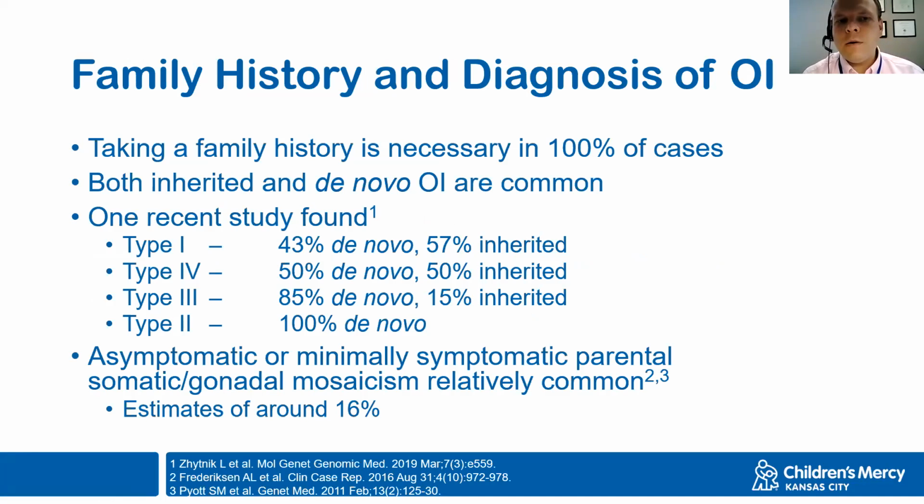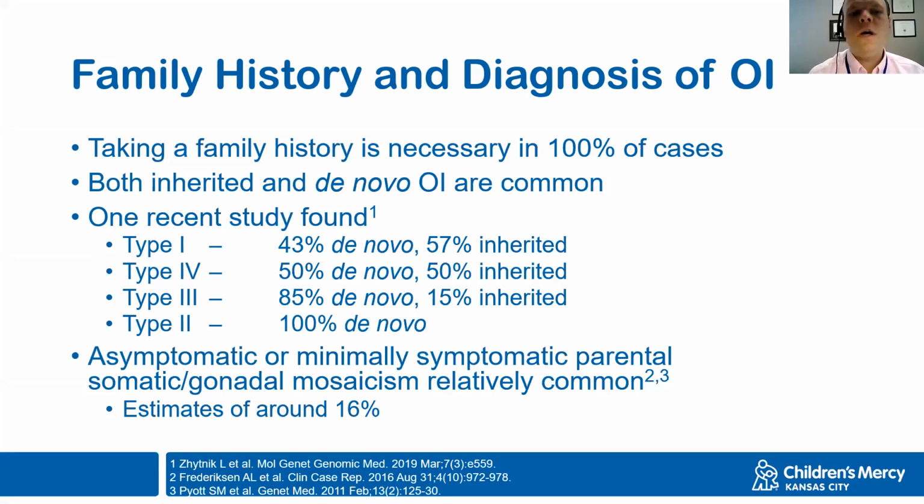Some interesting new research has suggested that in patients with type 1 OI, the majority actually probably have inherited disease. For patients with type 4 OI, it's probably about half and half, and for people with type 3 OI, it's mostly new changes with a smaller number being inherited.